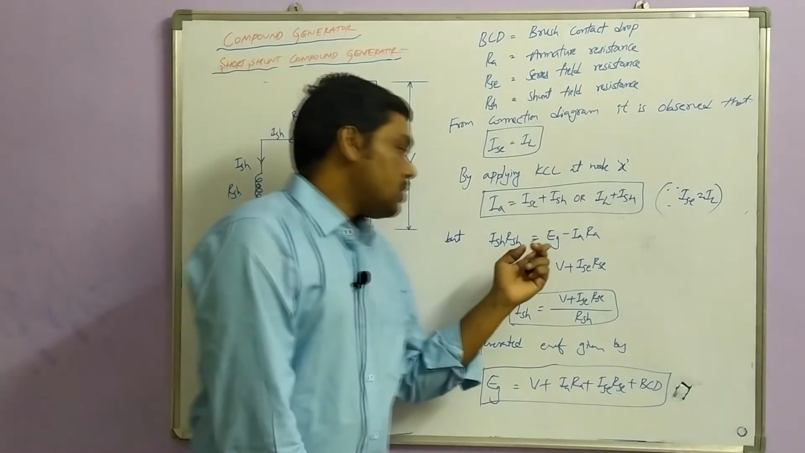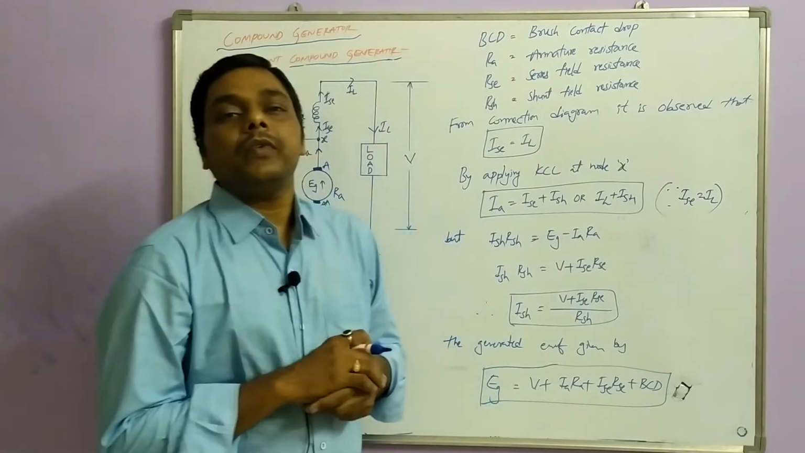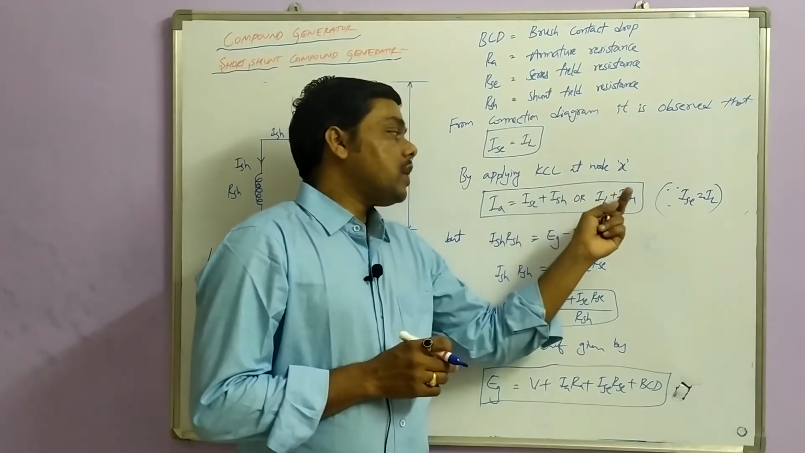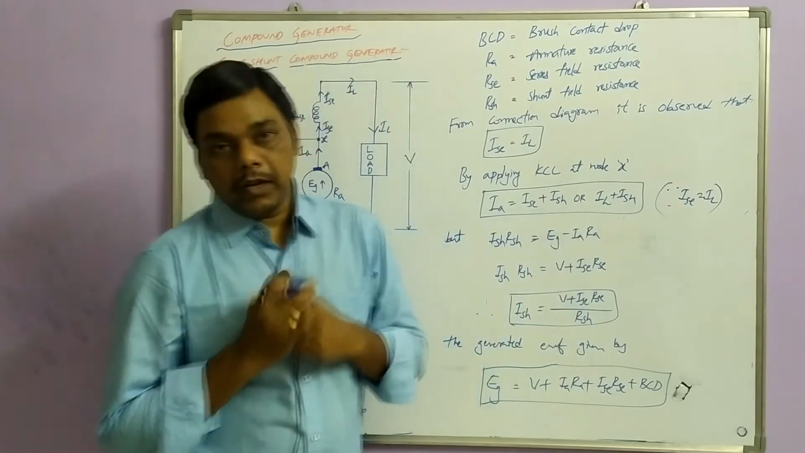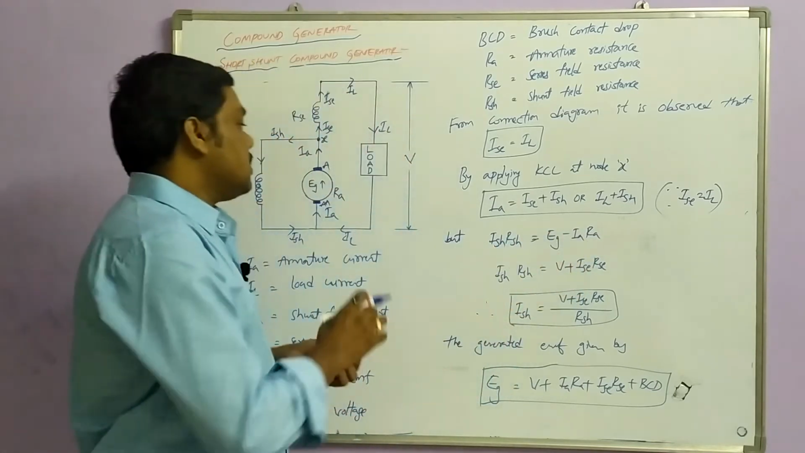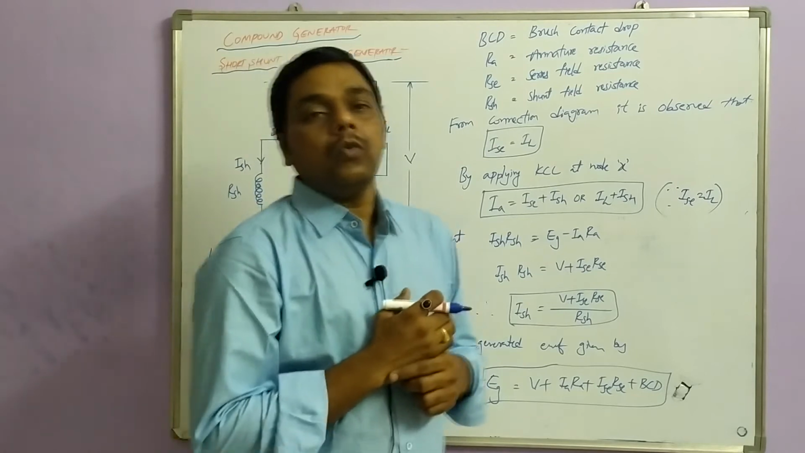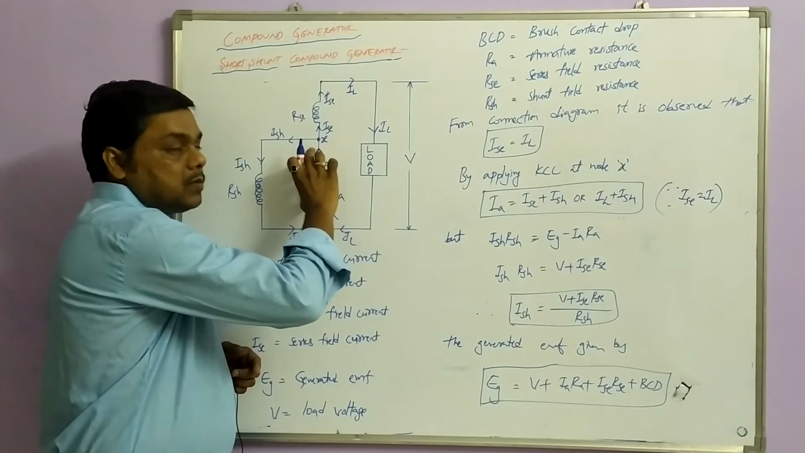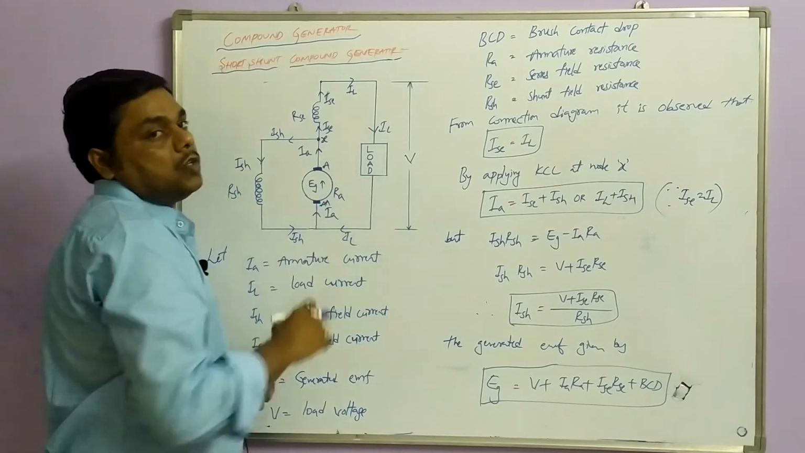Now once you know the Eg and the Ra, the calculation of the shunt field current is very easy. But to calculate the armature current, it is necessary to find the shunt field current, unless the value of Ia is directly given. So to make the calculation very simple, I am converting the voltage across the armature in terms of load voltage. You can observe here, this is one series branch and this is another series branch. So the voltage is dividing between these two.